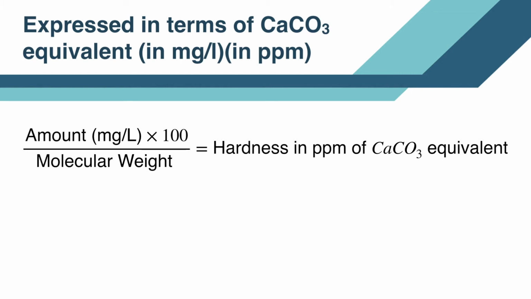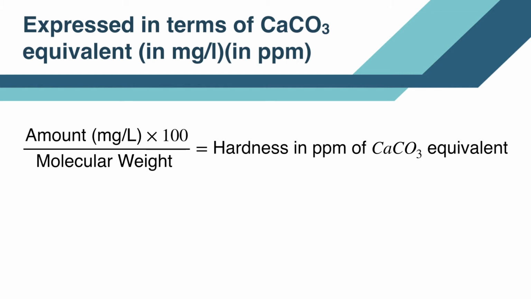Multiply this amount by a figure of 100. So amount multiplied by 100. Now, divide that result by the molecular weight of that salt which is causing hardness. That will give you the final hardness in terms of ppm of calcium carbonate equivalent.